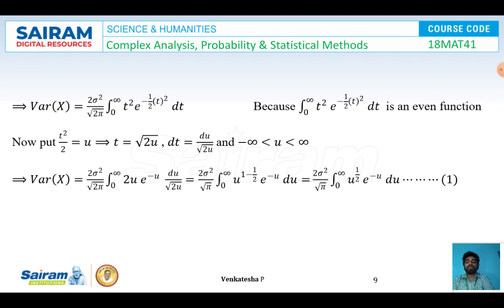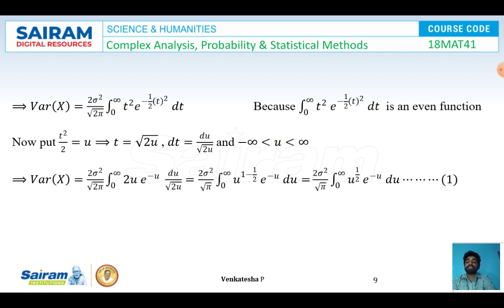What we have here, t square e power minus 1 by 2 t square, is an even function. So it will become two times the integral 0 to infinity. Now I can cancel the terms by replacing t square by 2 with some variable called u. So I'm converting t in terms of the u variable. We have to find the value of dt also. So I got t is equal to square root of 2u. dt will be equal to du divided by square root of 2u, with the range of u being minus infinity less than u less than plus infinity.